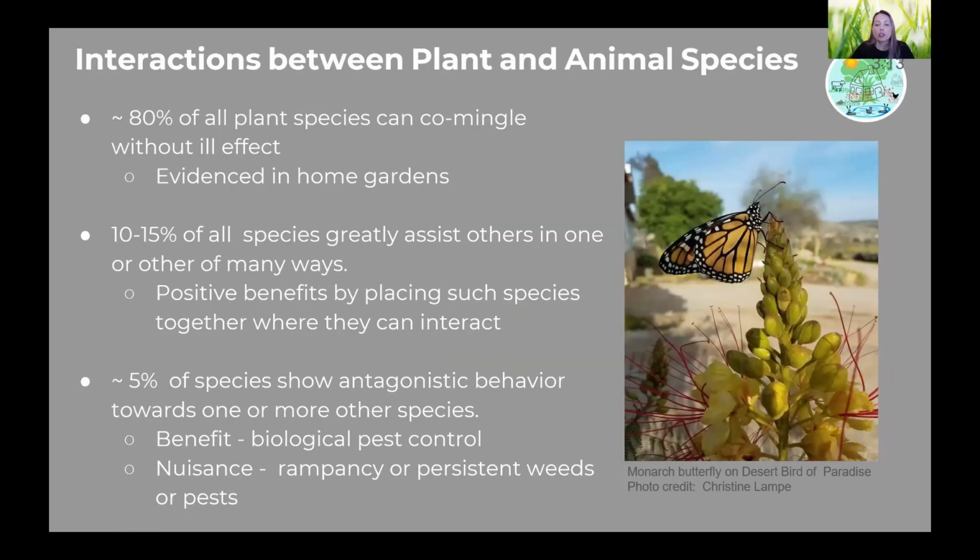In general, interactions between plant and animal species are that most species get along fine. This is obvious from a study of any complex home garden or botanical garden. Perhaps about 80% of all plant species can commingle without ill effect. Some species greatly assist others in one or many other ways. Positive benefits arise from placing such species together where they can interact and be beneficial to one another. And that's going to be about 10 to 15% of species.